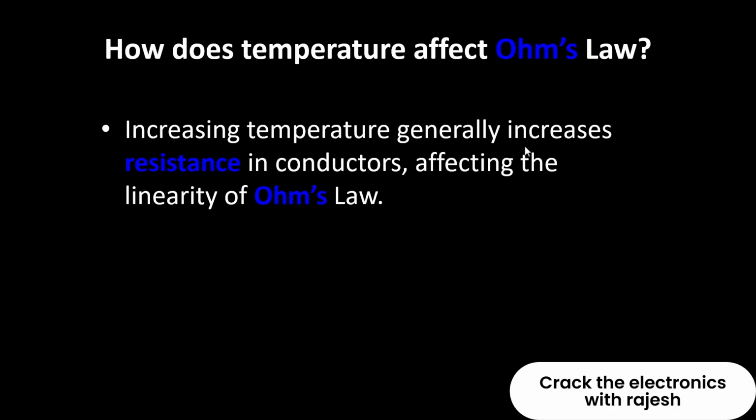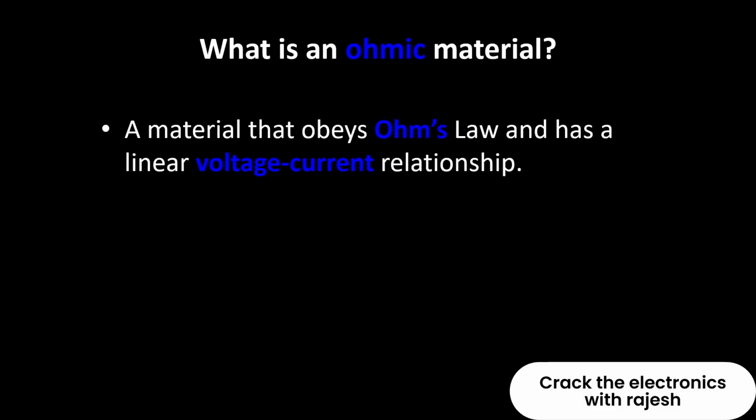Increased temperature, so how does temperature affect Ohm's law? Increasing temperature generally increases the resistance in a conductor, affecting the linearity of Ohm's law. That's what I'm told. Any device is not ideal. If you increase the temperature, the device properties definitely will change. So the resistance will change and that will affect Ohm's law, like the linearity of Ohm's law.